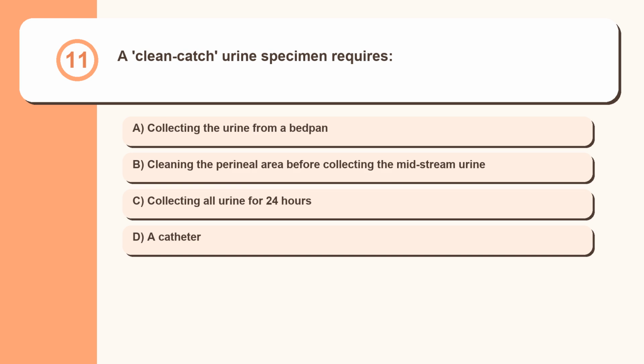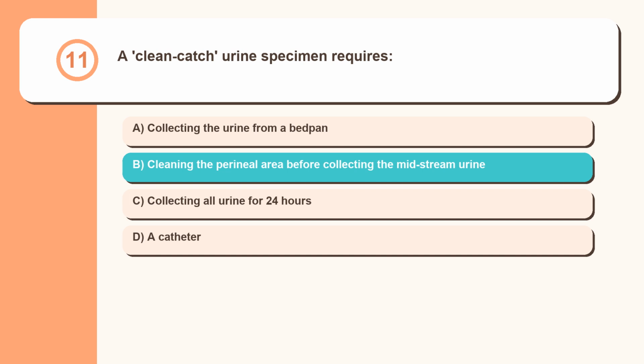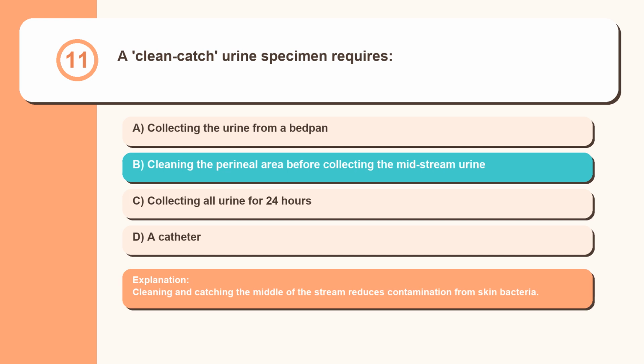Question 11. A clean catch urine specimen requires collecting the urine from a bedpan, cleaning the perineal area before collecting the midstream urine, collecting all urine for 24 hours, a catheter. Cleaning and catching the middle of the stream reduces contamination from skin bacteria.